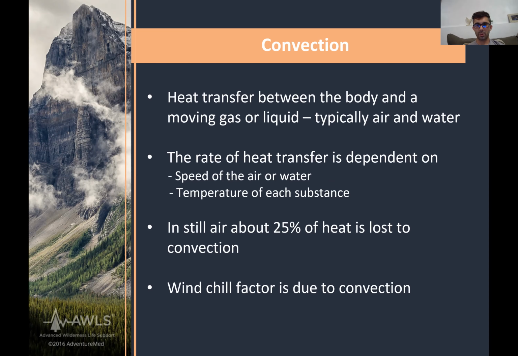Convection is heat transfer between the body and a moving gas or liquid, usually water or air. The rate of heat transfer is dependent on the speed of the flow of air or water or the temperature of the substance. It accounts for about 25% of heat loss or gain. Wind chill factor is due to this. An example is if a person is submerged in 60-degree water, they'll maintain consciousness for up to 2 hours. If they're in 32-degree water, they'll lose consciousness in as little as 15 minutes, to show how different temperatures of water affect body temperature.